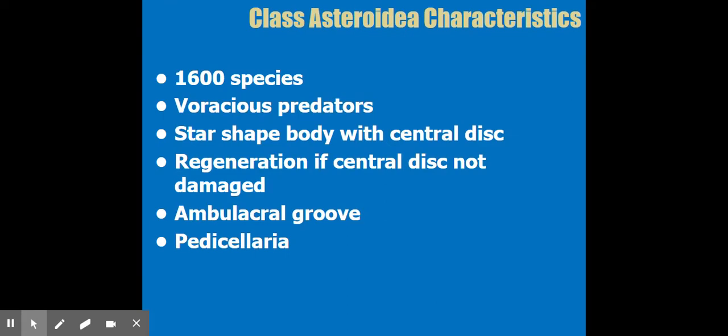So in this class, there's about 1,600 known species. They're voracious predators. They're going after mussels and things like that. They're typically keystone species, like in the rocky intertidal with the ochre star. They have that star-shaped body with a central disc. They can regenerate those rays if their central disc is not damaged.